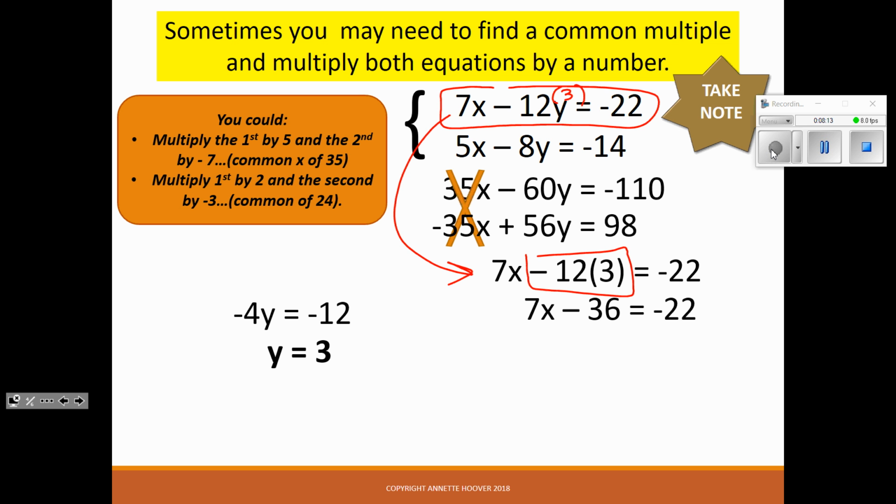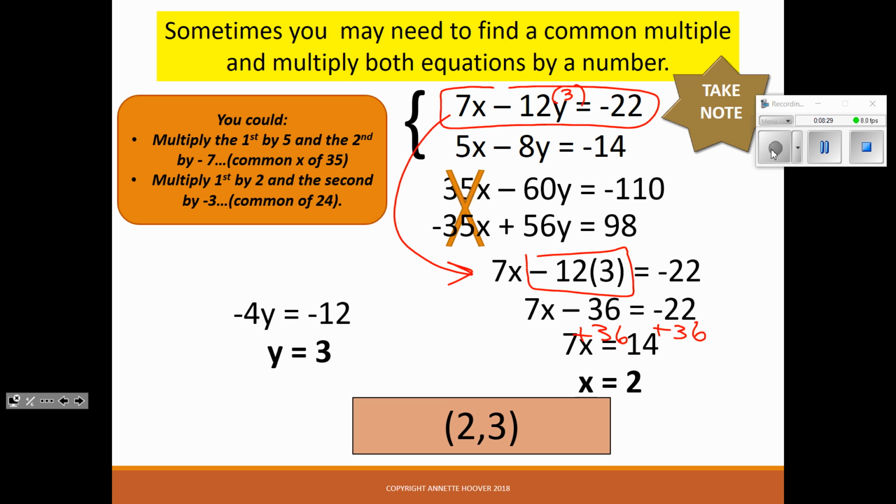Now we add 36 to both sides in this two-step equation. We have a positive and a negative, so we subtract, and that would be 7x equals 14, and x would be equal to 2. We are not finished until we write this as an ordered pair, which would be 2, 3.